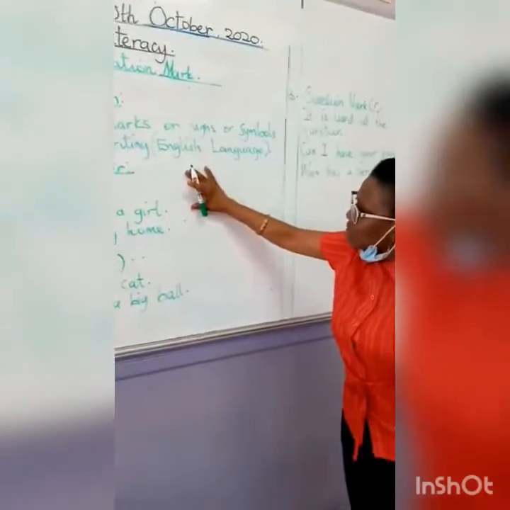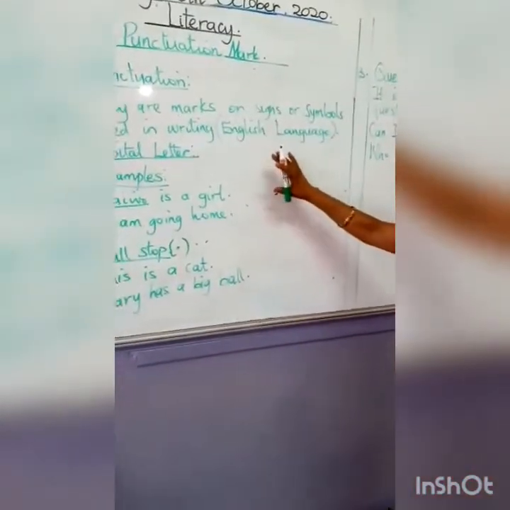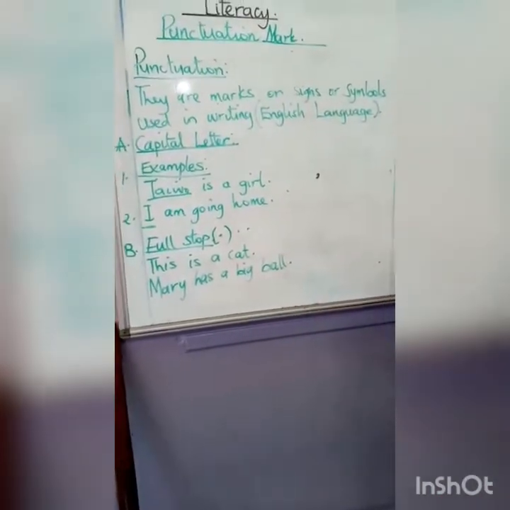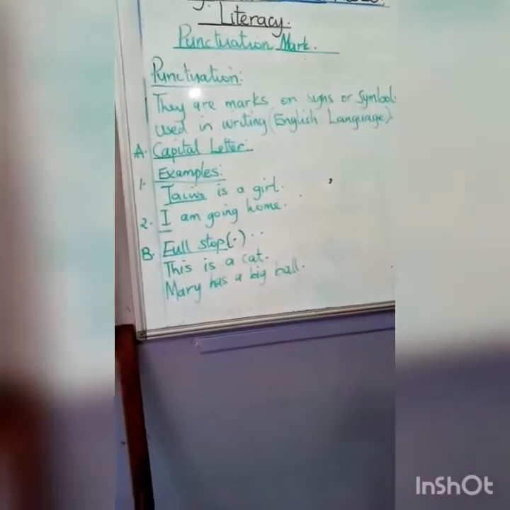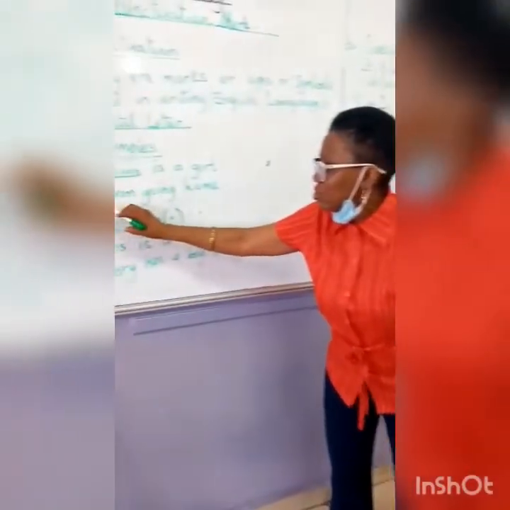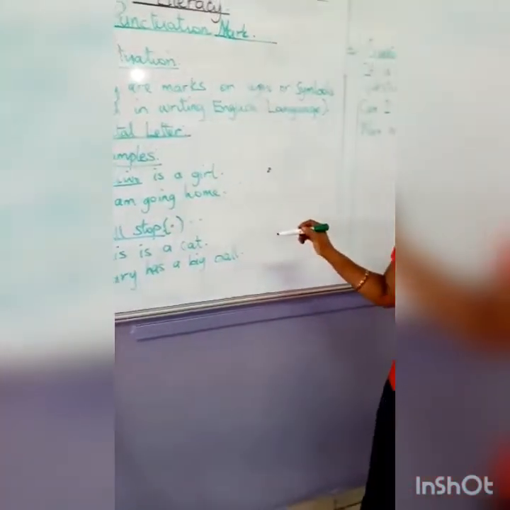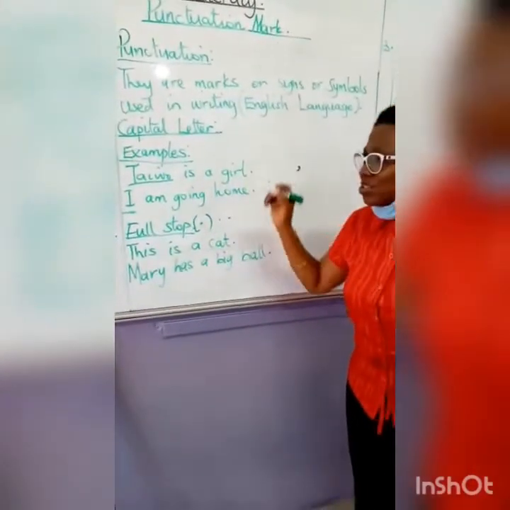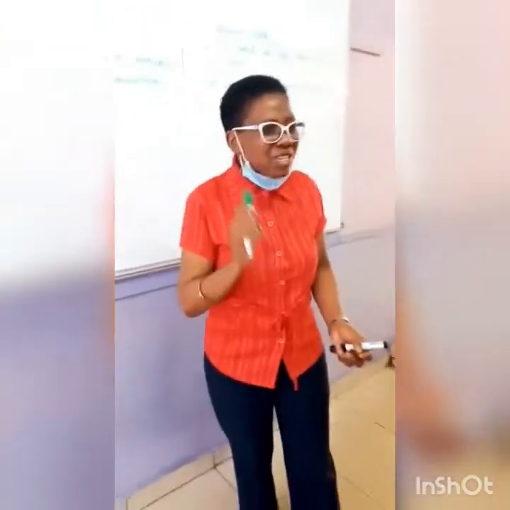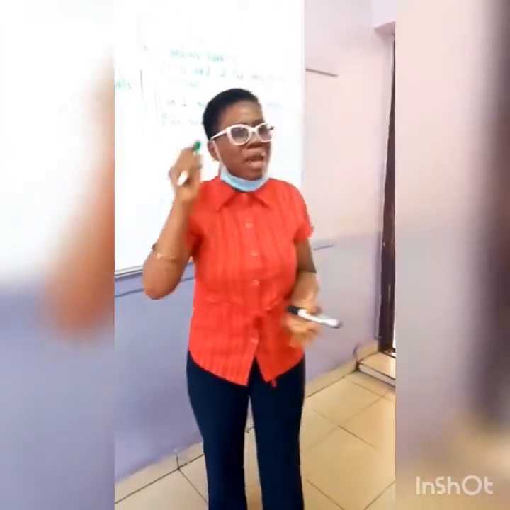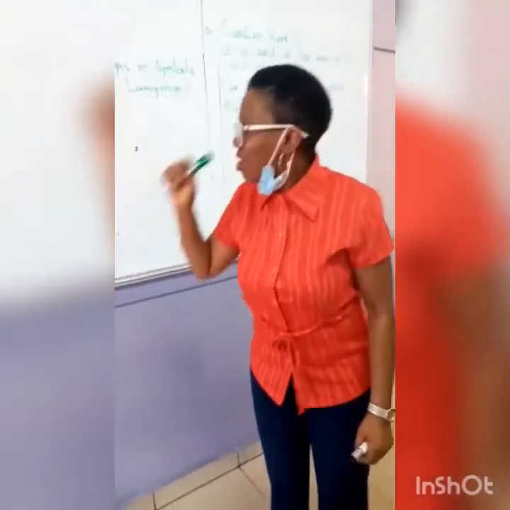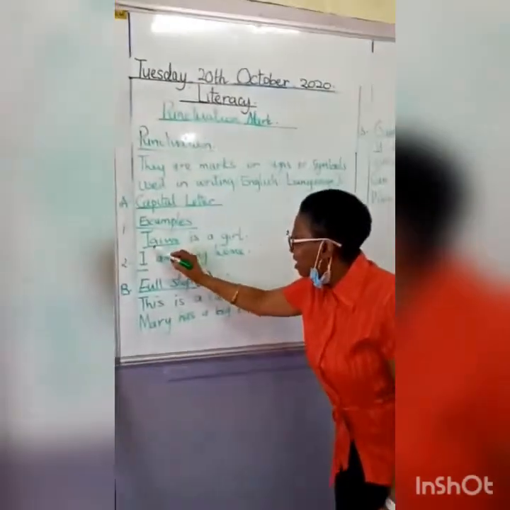We took a look at three punctuation marks. We started with the capital letter, and we said at the beginning of any sentence, you must begin your sentence with a capital letter, as in the example I am going home. We also said that every proper noun, meaning particular names of people, places, things, or animals, must always begin with a capital letter.